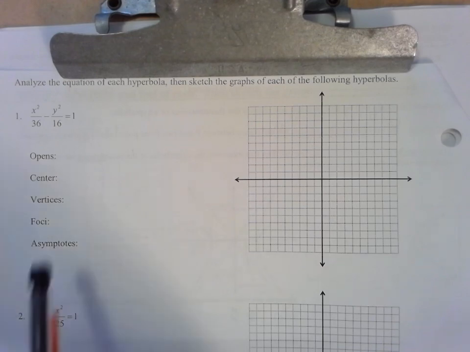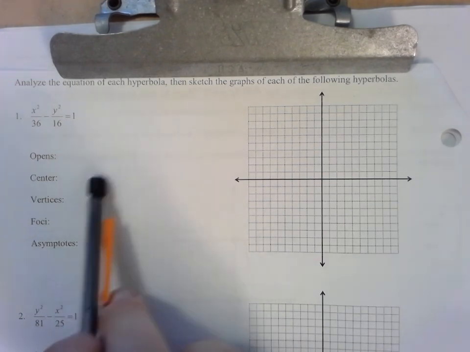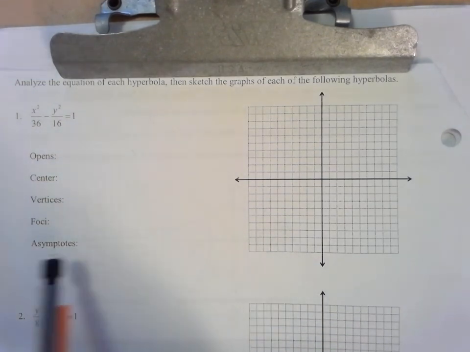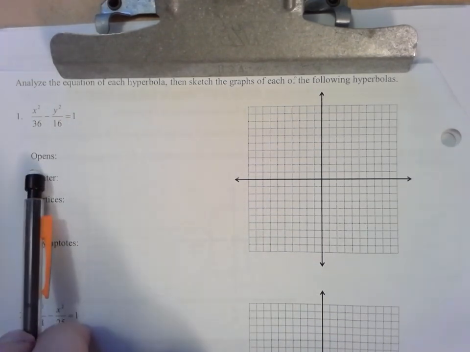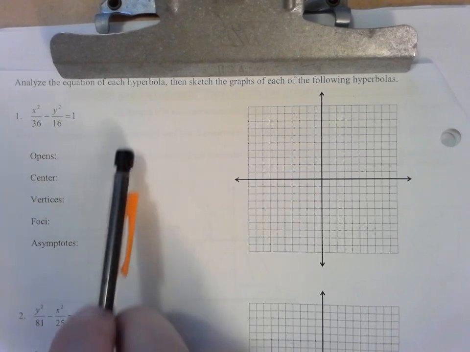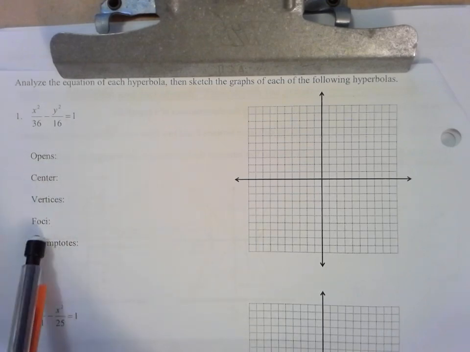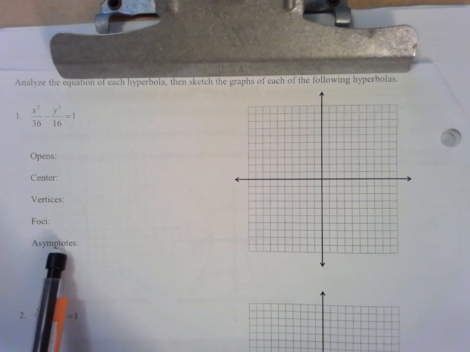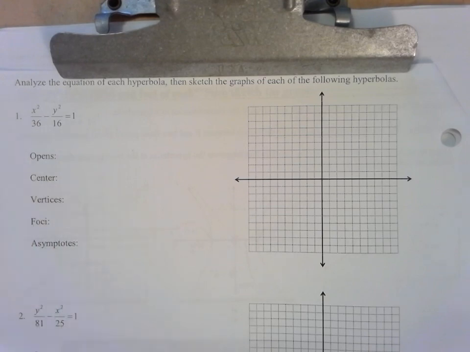We want to know the direction in which it opens. Is the hyperbola horizontal or vertical? And that's determined by the location of the transverse axis. Is that horizontal or vertical? Where's the center? Where are the vertices? Find the location of the foci and the asymptotes. The asymptotes are going to be really important. You'll see how all of this information sort of gels together, so let's get started.